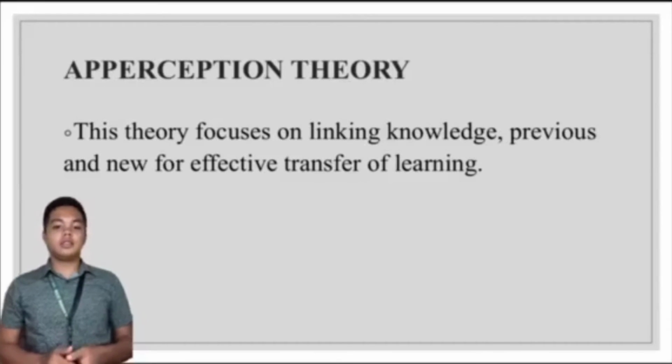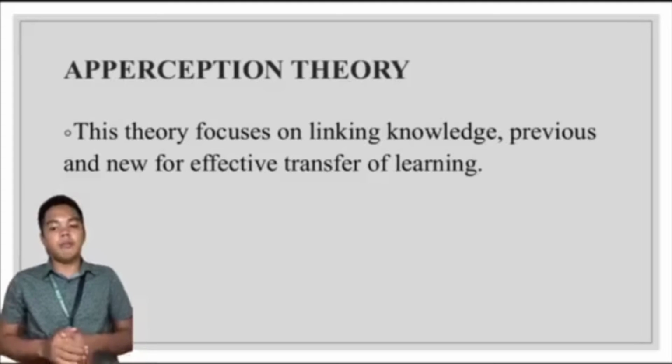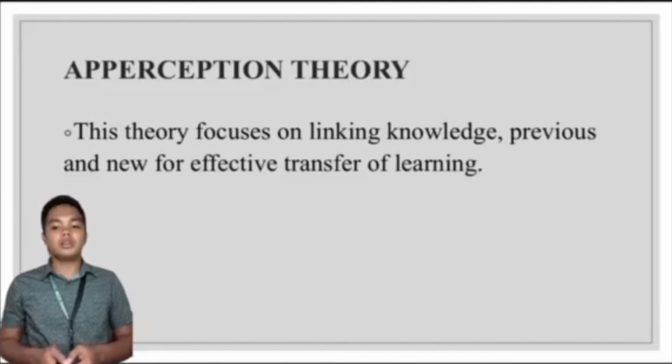So our last theory of transfer of learning is the perception theory. When we say perception theory, it is the ability to construct a conscious percept of a sensory impression by combining different visual attributes of the stimulus into a single percept. So a perception theory focuses on linking knowledge, previous and new, for effective transfer of learning. This implies that the teacher must help students assimilate new information into their already acquired knowledge. It also implies that students must have the ability to assimilate new information into the existing knowledge.